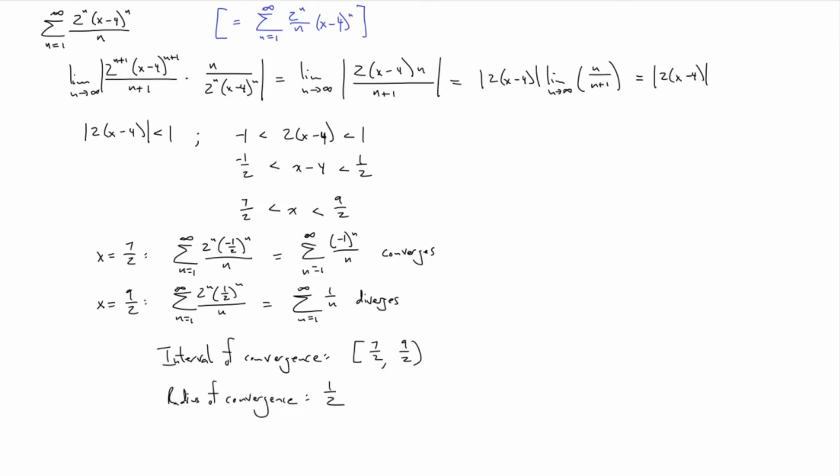And the radius of convergence is 1/2. This is a series centered at 4. 7/2 is 3.5. 9/2 is 4.5. Those numbers are each 1/2 away from 4.